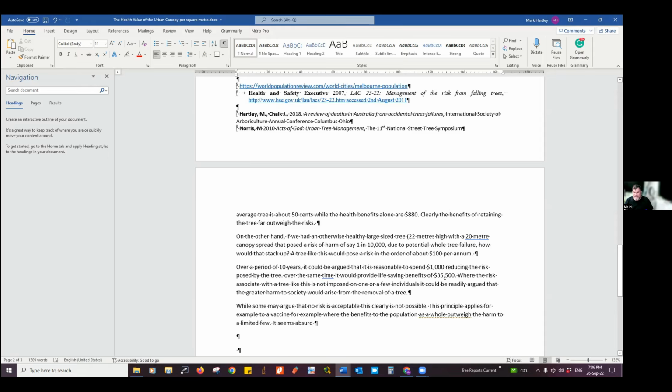But what's really interesting is it provides $35,500 worth of health benefits over the same 10-year period that you'd spend $1,000 doing the work. So if the process was removing the tree, the greatest harm would not be by leaving it, but by removing it. The real risk is removing the tree, not retaining it. Now, there's some provisos in that. If it's a tree in someone's backyard, then they're always exposed to that risk, and it's one individual living with that risk, but society is still getting the benefit of it as a whole.